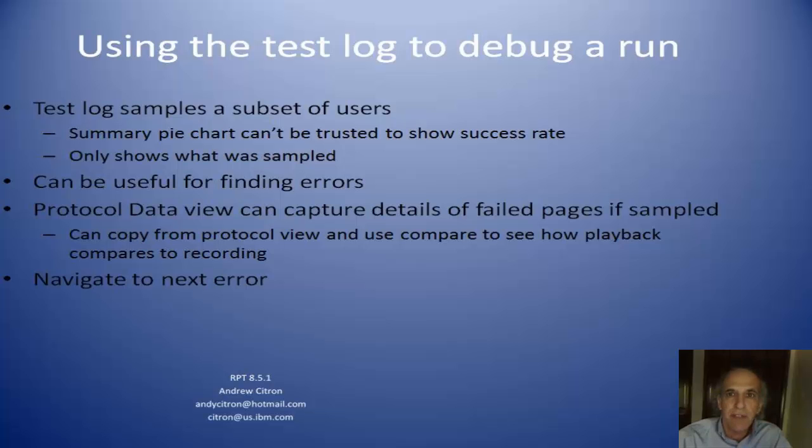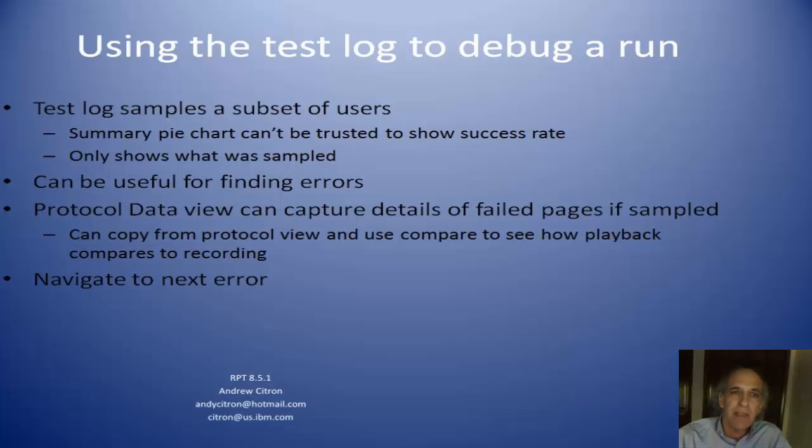Once you've run a test, you frequently have to debug it. I'm going to show you today how to use a test log to aid in finding the problems and fixing the problems. The test log shows a sample, a subset of the users. There's a summary pie chart that shows a success rate and failure rate, but it can't be trusted because it's just sampling. But it still can be useful for finding errors.